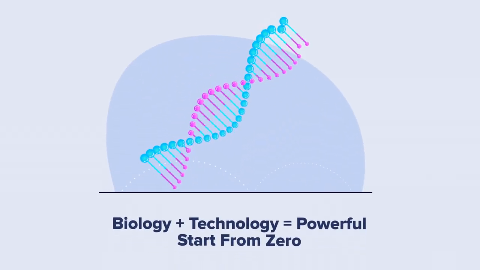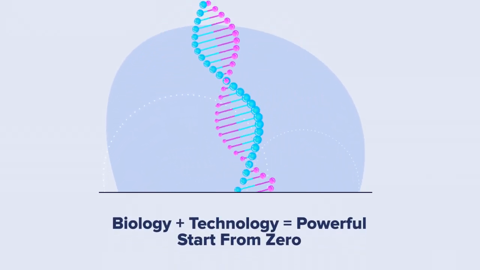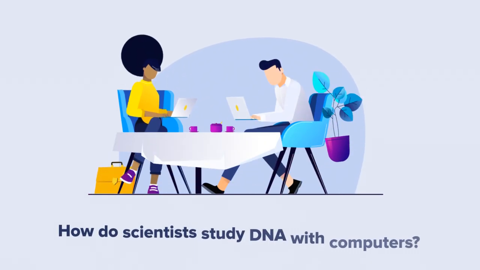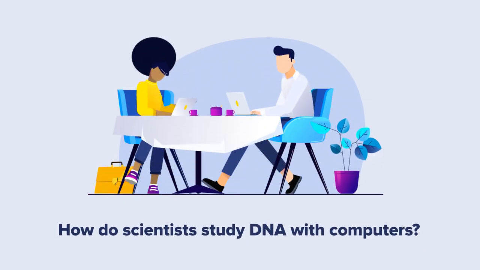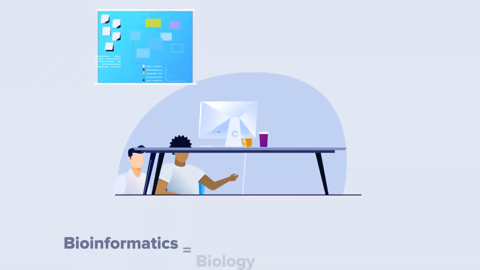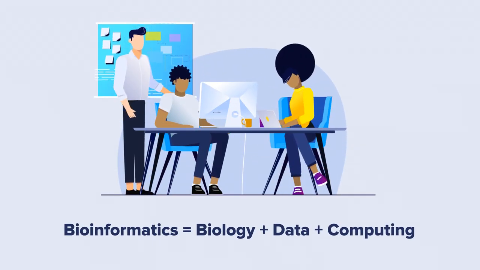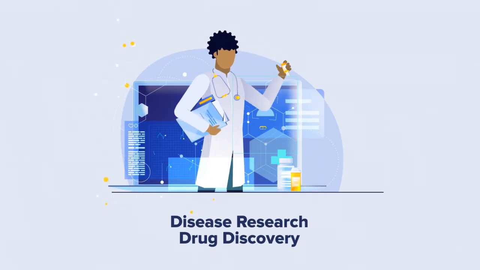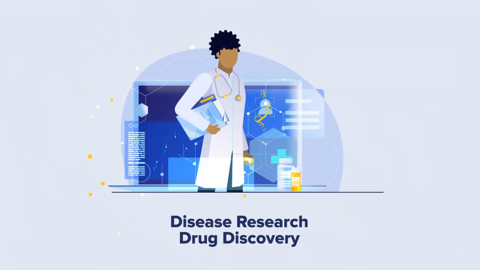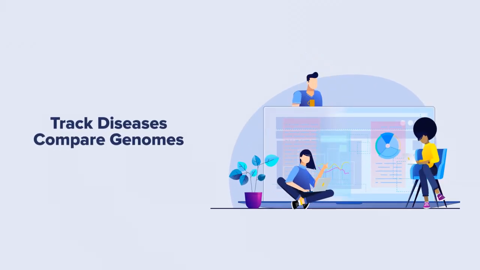In this video, you will learn how to start bioinformatics from zero, even if you are a complete beginner. Have you ever wondered how scientists use computers to study DNA, genes, and diseases? Bioinformatics is the use of computers and data tools to understand biological information. It is used in disease research, drug discovery, vaccine design, and many areas of modern science. Bioinformatics helps scientists track diseases and compare genetic information across organisms.